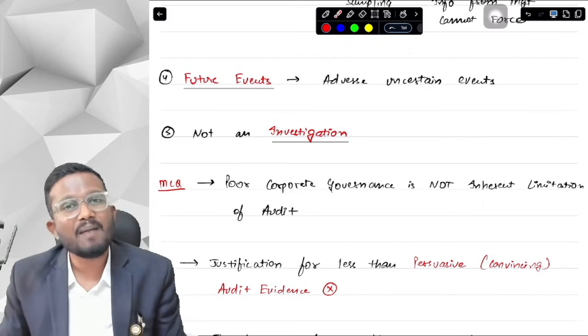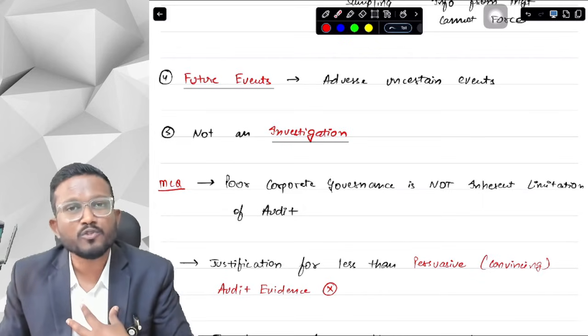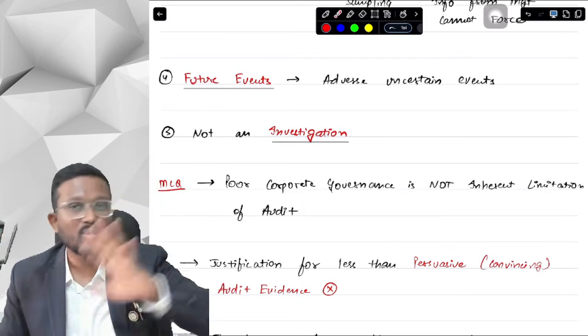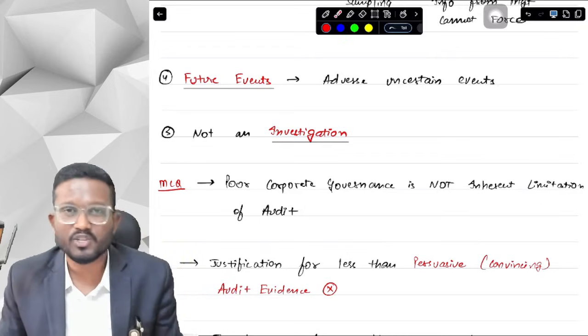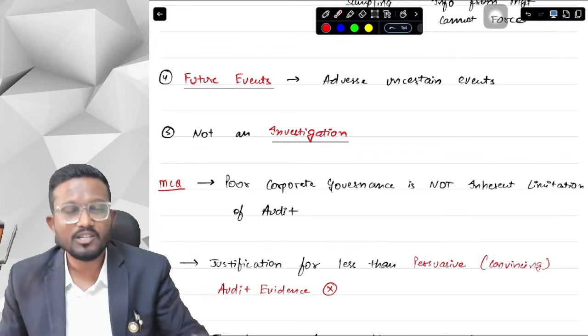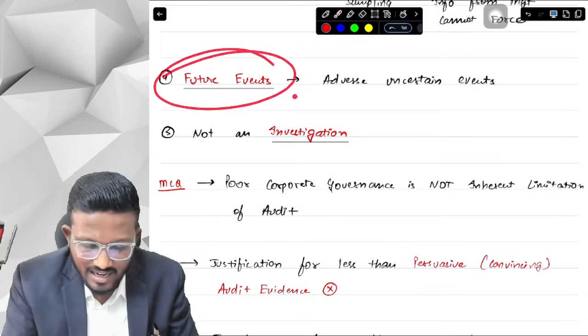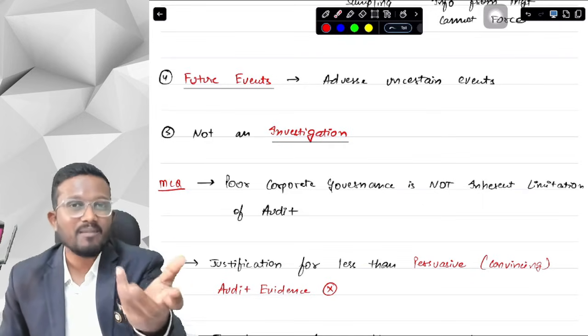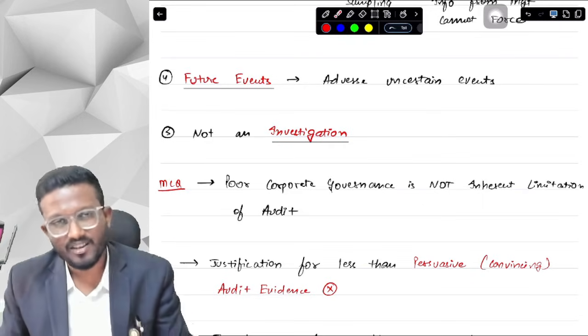So as an auditor, I am not an astrologer here. I cannot predict the future. I cannot say, okay, the company will be forever going concern. I cannot guarantee that the company is going concern. I can just give a reasonable assurance. Yes, company is going concern if everything falls good. So yes, future events, there can be adverse uncertain events which can definitely question the viability or the survival of the company itself. Okay. Yes, sir.